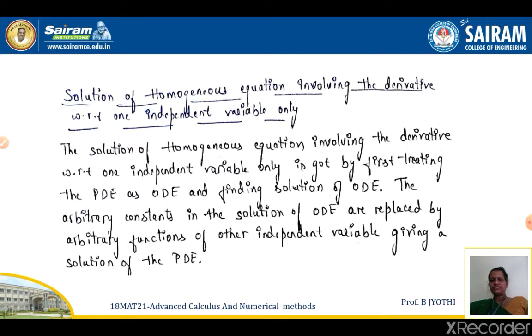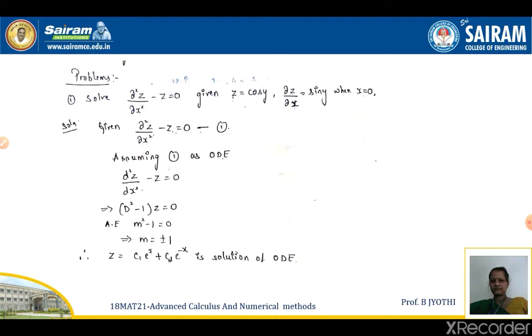The solution of a homogeneous equation involving derivative with respect to only one independent variable is obtained by first treating the PDE as an ordinary differential equation and finding the solution of the ODE. The arbitrary constants in the solution of the ODE are replaced by arbitrary functions of the other independent variable, giving a solution of the partial differential equation. So let's see the problems.